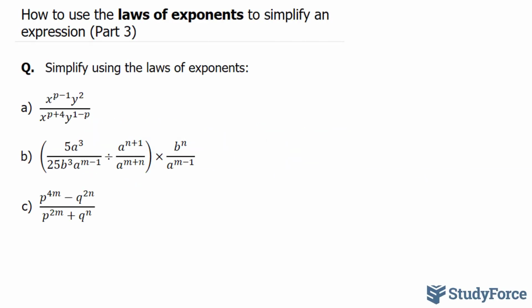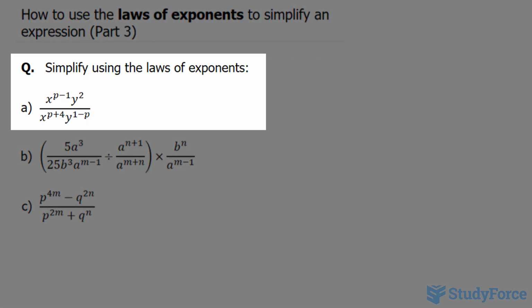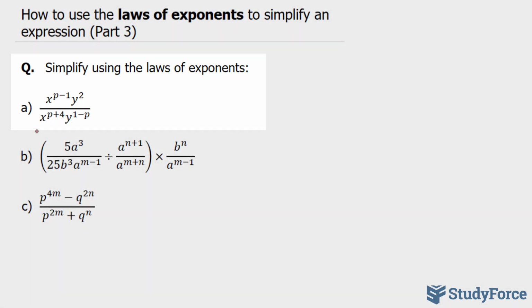In this lesson, I'll show you how to use the laws of exponents to simplify an expression. The first question asks us to simplify using the laws of exponents the expression x to the power of p minus 1 times y to the power of 2 all over x to the power of p plus 4 times y to the power of 1 minus p. To do this, we'll need to use the quotient rule.